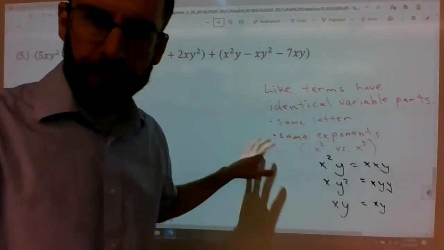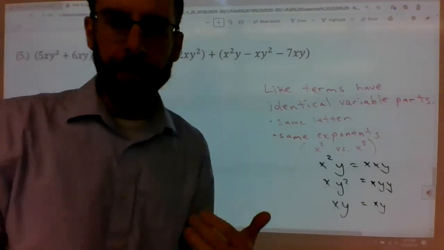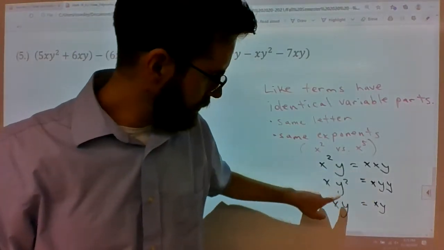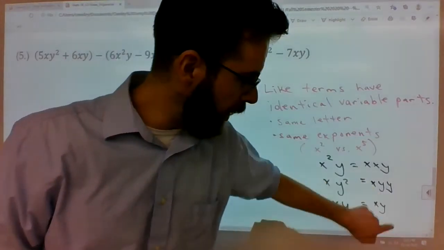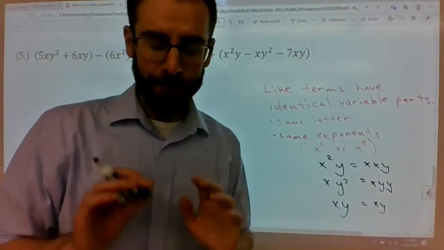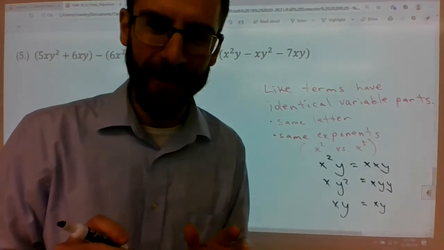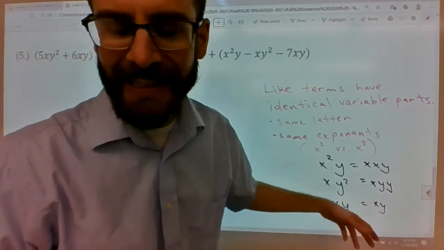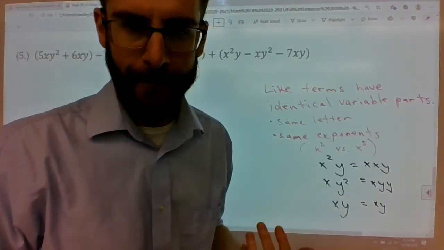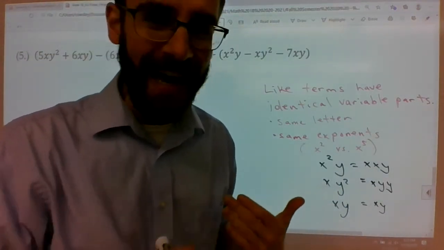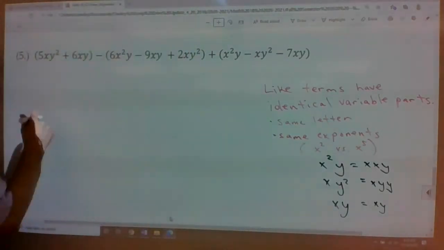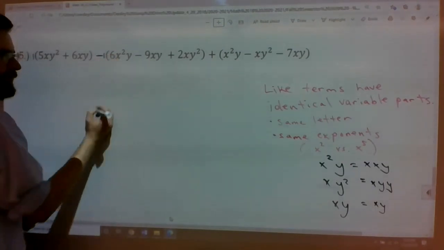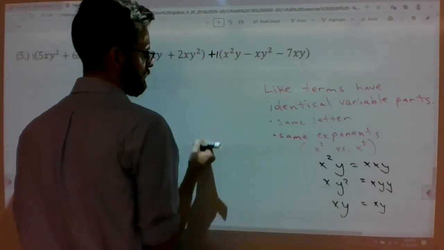So when we work our way through this problem right here, just keep in mind that x squared y is xxy. xy squared is xyy. xy is xy. So, sorry, that's kind of annoying to say that over and over again. But bottom line is, these are three completely different sets of variables. Therefore, we can't add or subtract them together. So there's an invisible 1 in front of this one, there's a negative 1 in front of this one, and there's a positive 1 in front of this one.